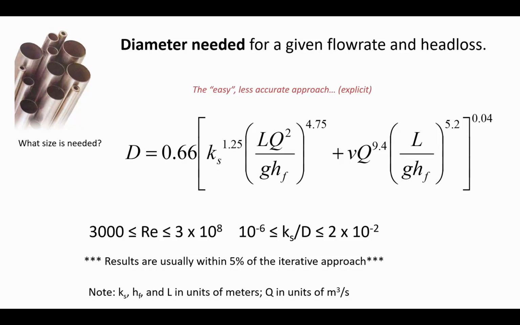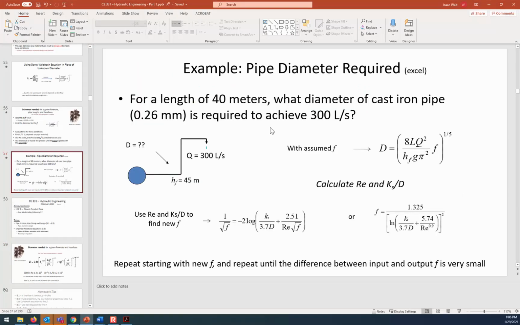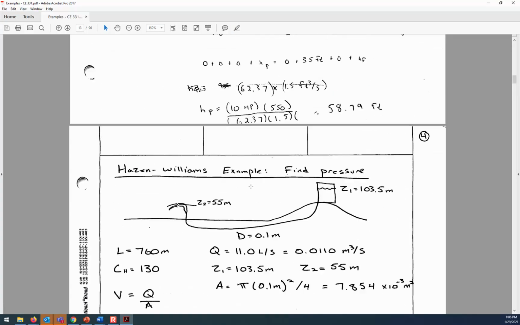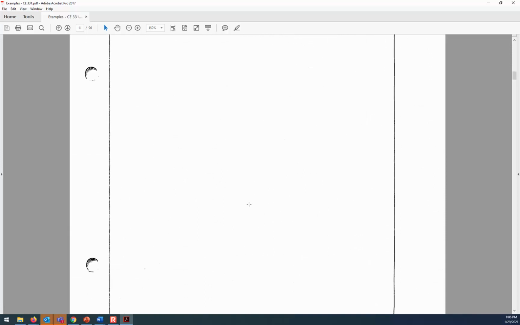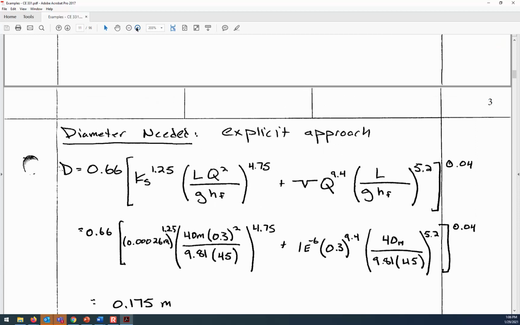Let's see, I think I have it here. The explicit approach for the previous example that we had before, where we want to put 300 liters per second through a 40-meter pipe, and the K sub S is 0.26. So this process for that same example would give us an output diameter of 1.75 meters.